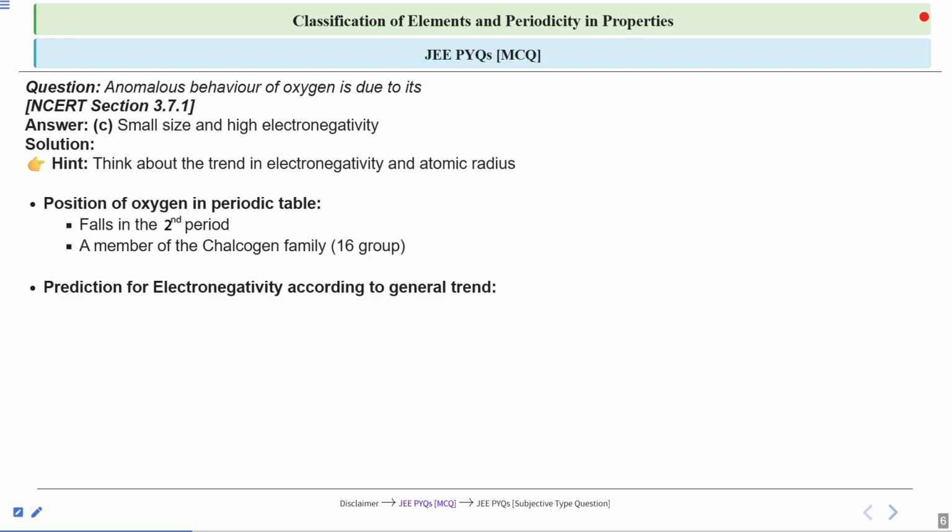If I talk about the electronegativity, then according to the general trend, electronegativity decreases down the group. It means the element that is present on the top of the group will be the most electronegative.